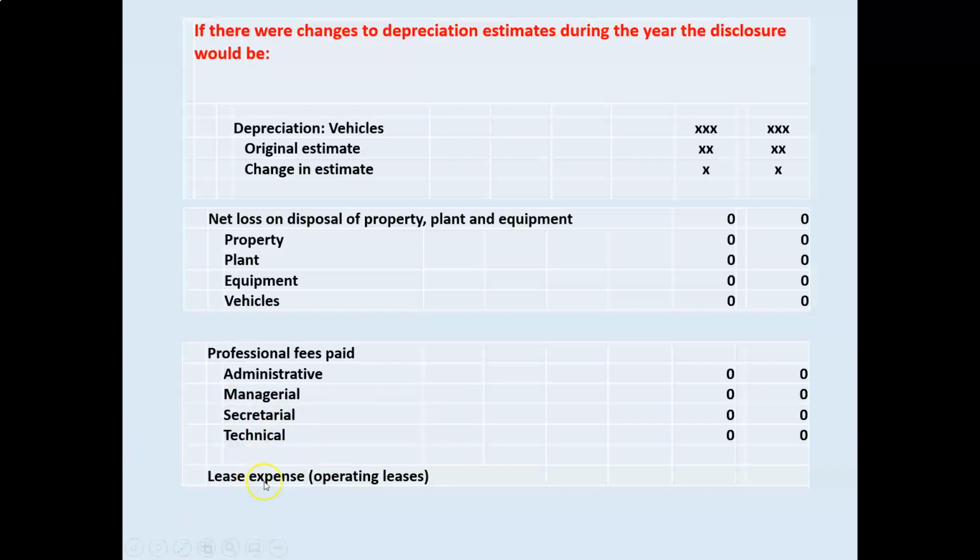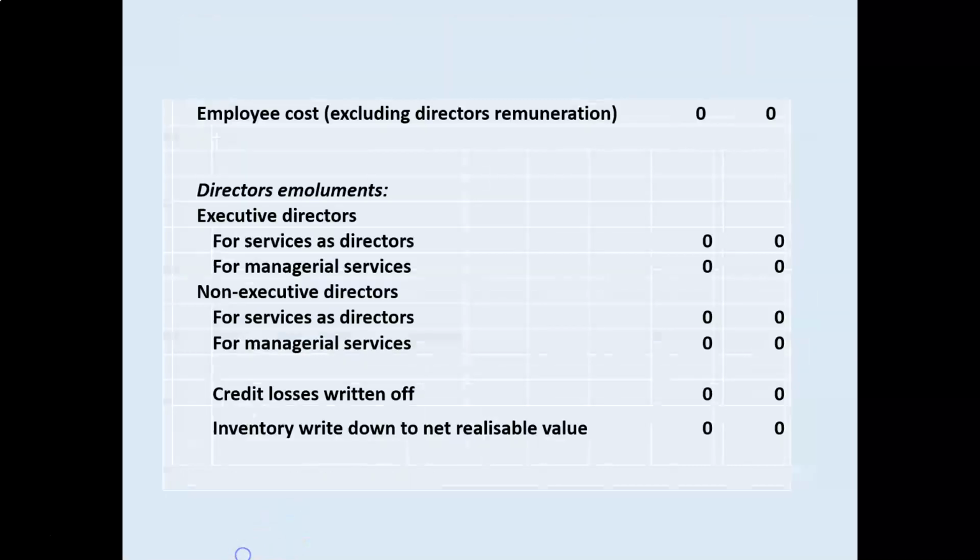I have to disclose lease expenses separately. That is when I lease, let's say, the photostat copier machine, whatever I'm going to pay as lease charges for the year, I have to disclose that separately.